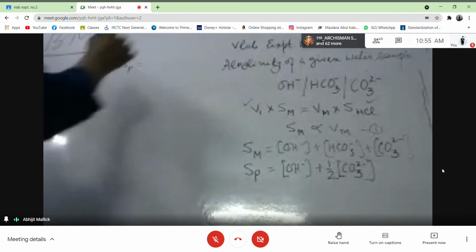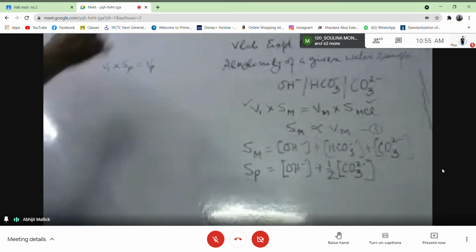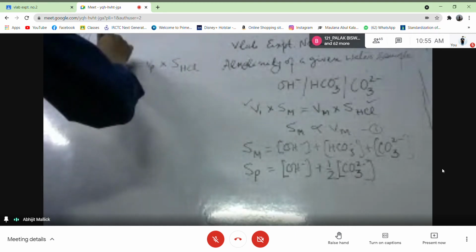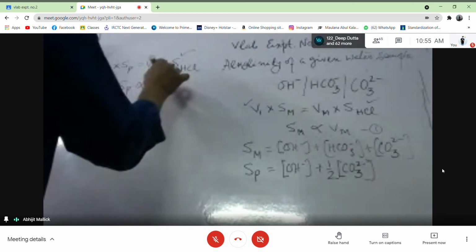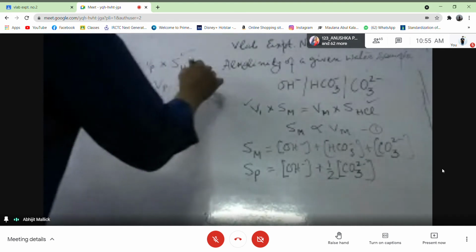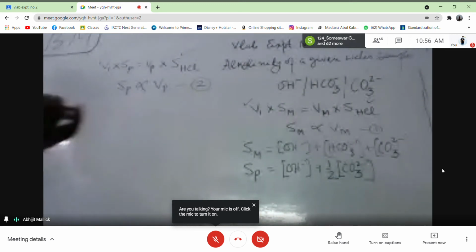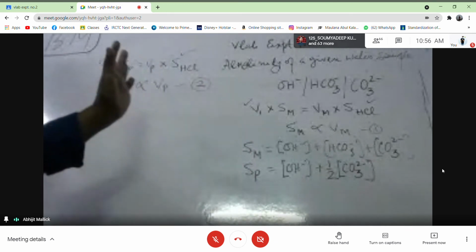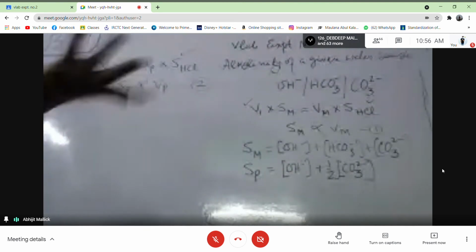So V1 into SP is equal to VP. VP is the mean burette reading using phenolphthalein indicator, and then S of HCl, that is obtained from table 1. So this is constant, this is constant. So the second equation we are getting is SP is proportional to VP. This is our second equation, equation number 2. And SM, SP, these two, up to this understood? Is it clear? Hopefully it is clear to you.